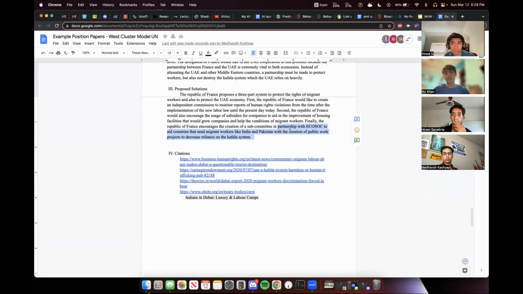So it starts with using the background guide, then going into what your country is going to stand on, and then using that stance to come up with, this is key, unique solutions to the problem.